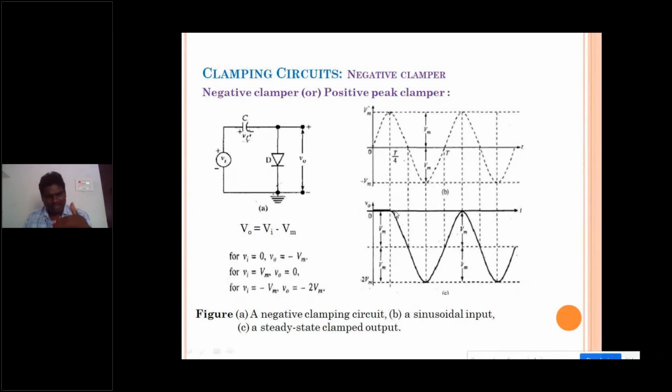The waveform is simply clamped. You can shift it to a 0 reference level. That is the purpose of a clamping circuit. We are shifting the positive extremity of the wave to below the 0 reference level. So that is the purpose of using a clamping circuit. Since this is a negative clamper, the positive peak of the wave is simply clamped to negative. Clamping is done to the negative level.